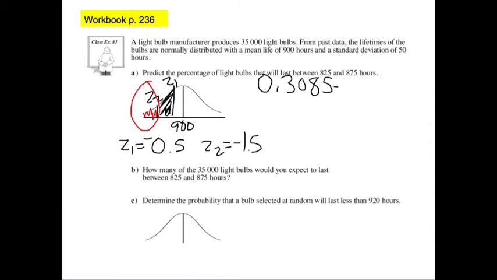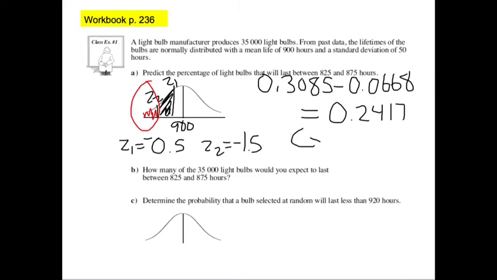So you're going to have 0.3085 minus 0.0668. Okay, and when you subtract that, you're going to have 0.2417. And you turn that into a percentage by multiplying it by 100. That's going to be 24.17%.